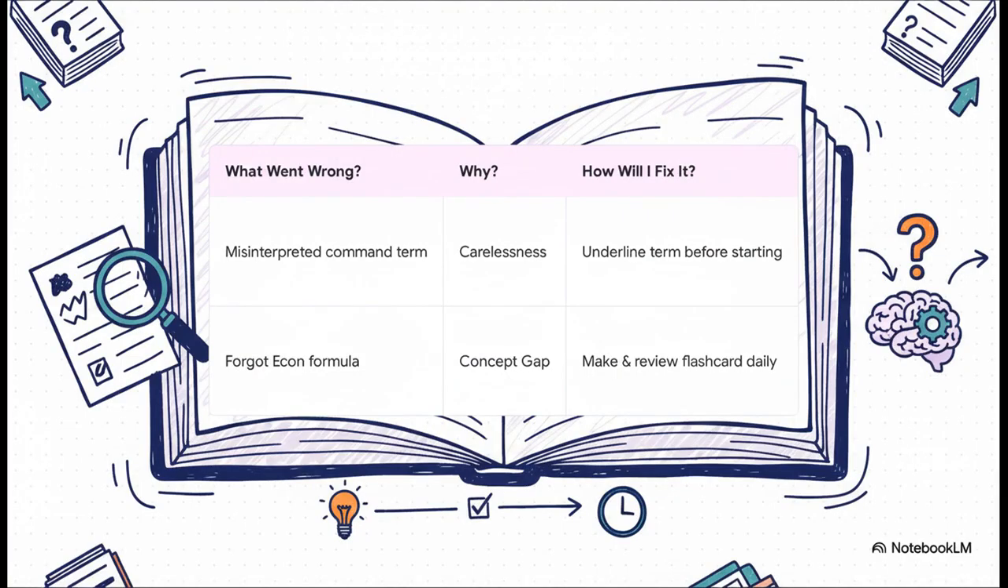And here's what that looks like in the real world. Just look at how specific that "how will I fix it" column is. It's not some vague promise like, I'll study more. No way. It's, I will underline the command term, or I will create a flashcard and review it daily. These are real, measurable actions that lead to real improvement.